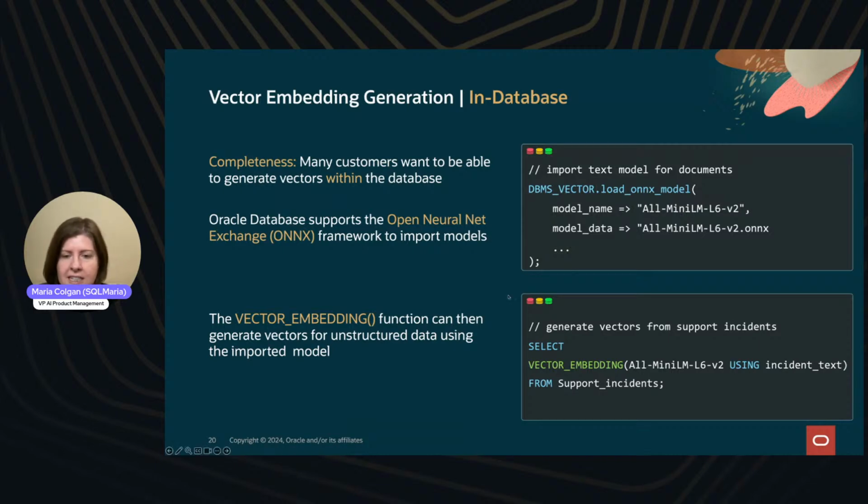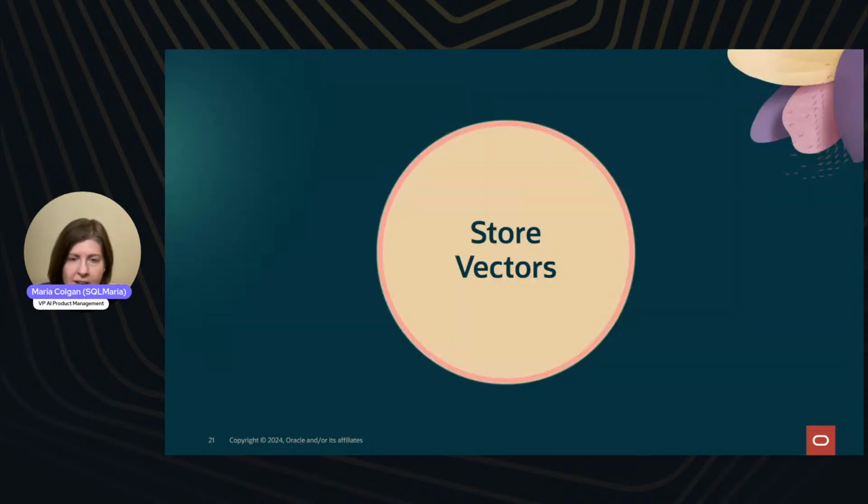Once it's been loaded in, the query gets even simpler. All I need to do is do a select vector embedding this time. So the built-in function, which model I want to use and what am I using it on? What column am I using it on? In this case, I'm using it on the incident text column inside my support incidents table. So very, very easy to be able to generate vectors inside the database.